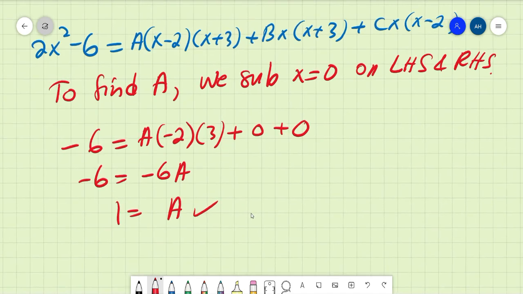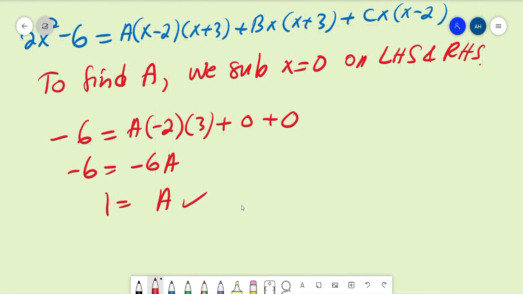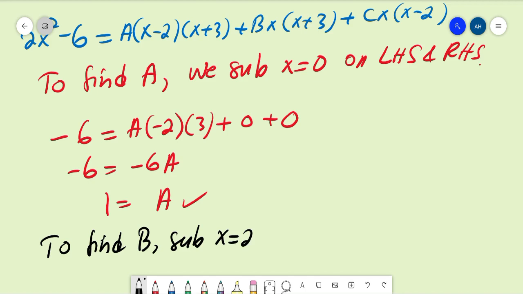Now to find b, let's write it down. To find the value for b, we substitute x equal to 2 on the left hand side and right hand side.